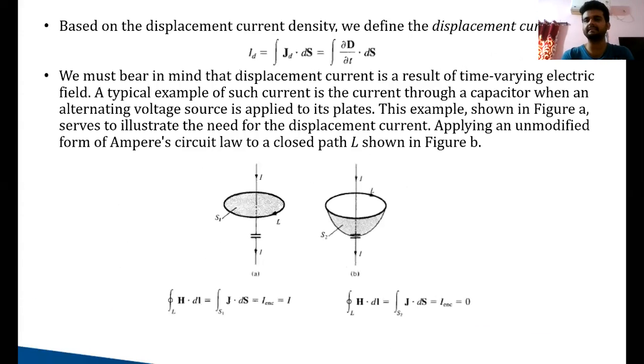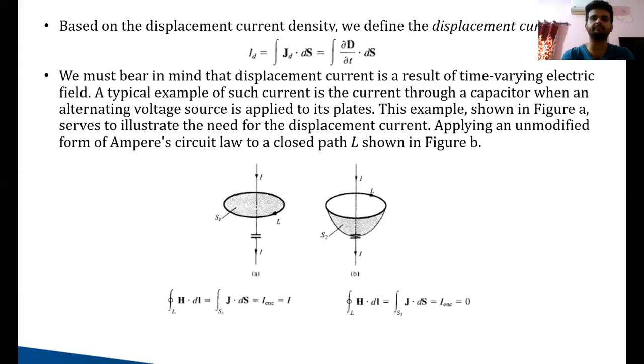So we know JD is displacement current density. So what is displacement current? ID equals the surface integration of JD dot ds, and JD equals del D by del t. So ID equals the integration of del D by del t dot ds. This is nothing but displacement current.